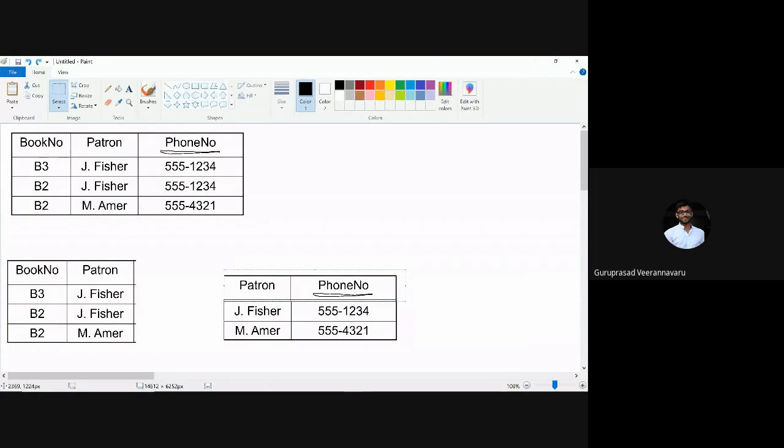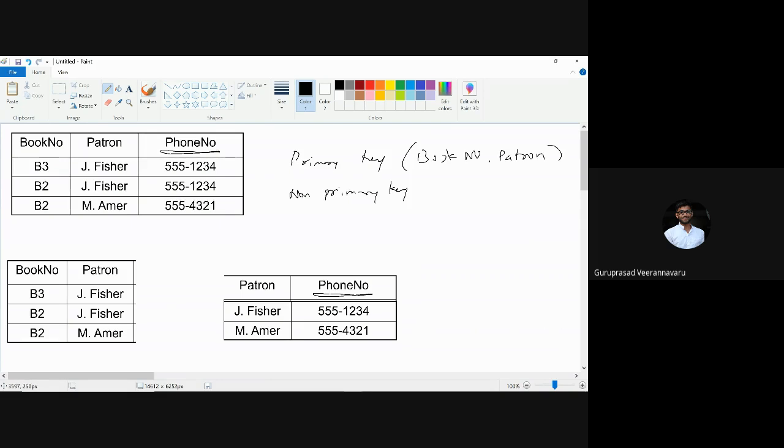So what is happening here is, we have the primary key, and then let's say this is non-primary. A non-primary key value is dependent on a subset of the primary key. So what are the primary keys here? It's a combination of book number and patron.